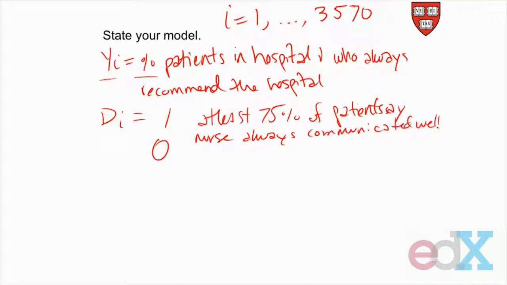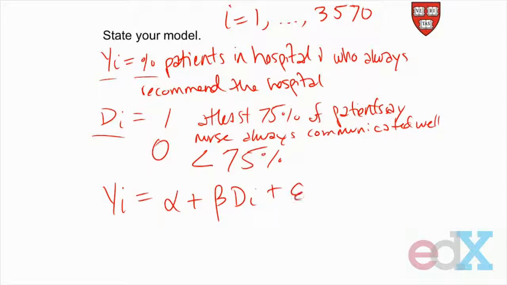If D_i is equal to 1, that means that at least 75% of the patients in that hospital said that the nurse always communicates well. If it's equal to 0, that means that less than 75% of the patients said that their nurse always communicated well. So Y_i is our outcome, D_i is our explanatory covariate, and now we can write down our linear regression model as the outcome Y_i equals alpha plus beta times D_i plus some residual error epsilon_i, and that follows a normal distribution with mean 0 and variance sigma squared.